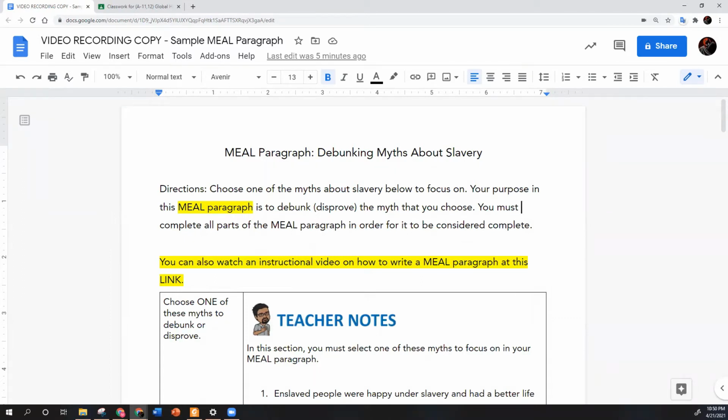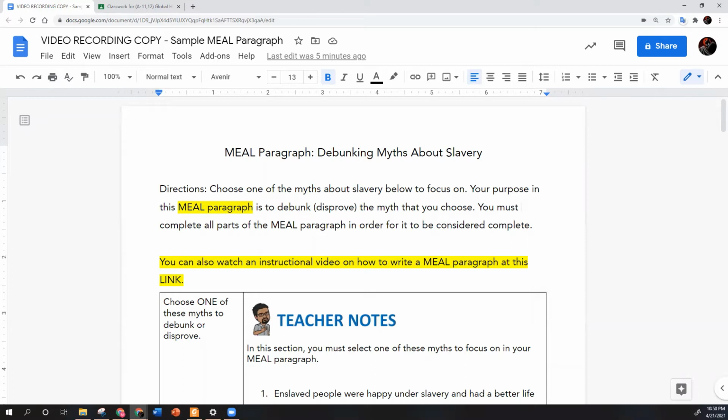The biggest parts of the MEAL paragraph are looking for evidence from reliable sources, and explaining how that evidence connects to your ideas. That's essentially the basis of what a MEAL paragraph is about.